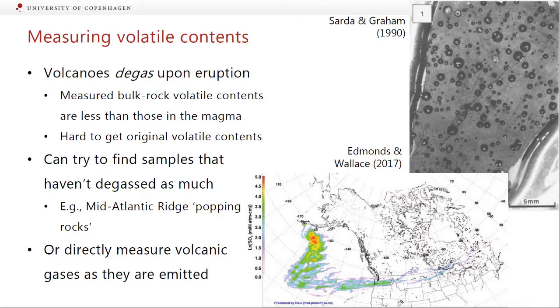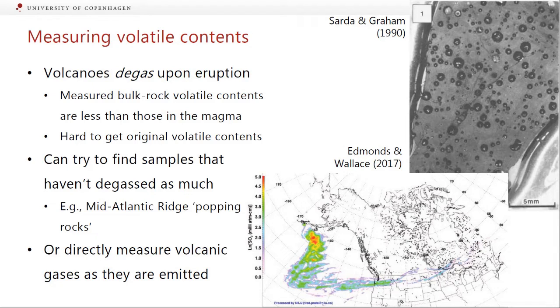A good example of this are these mid-Atlantic ridge popping rocks, which I've got a picture of in the top right corner. All of these round things are vesicles, so obviously they've exsolved a bit of gas, but they're called popping rocks because when people dredge them and bring them to the surface, they actually can explode on the ship's deck because they're still holding a bunch of gas in these vesicles. So in the past, people have done some very clever stuff looking at the vesicle size distributions to try and estimate how much gas was lost and get an original estimate of the volatile content.